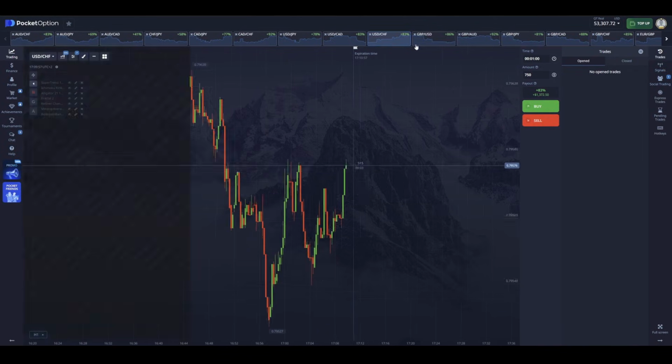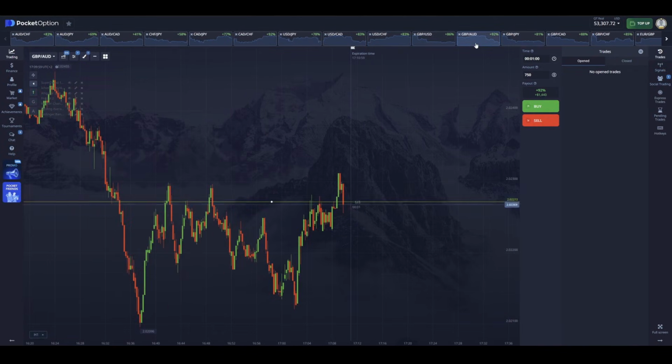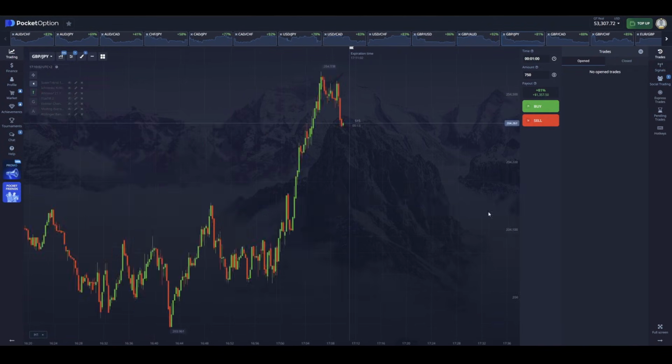Lastly, I want to tell you, never rush anywhere. Choose exactly those currency pairs that you like and understand. That way, you'll have a better chance to earn.